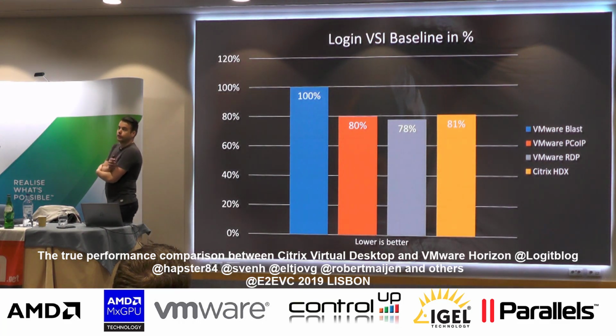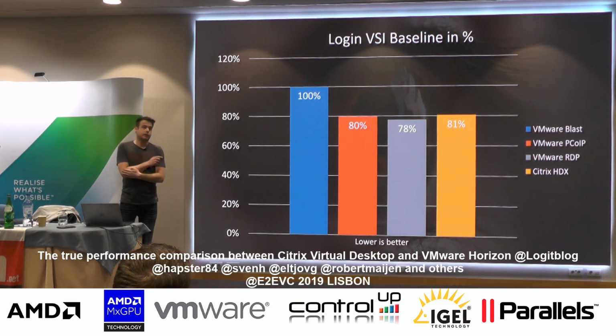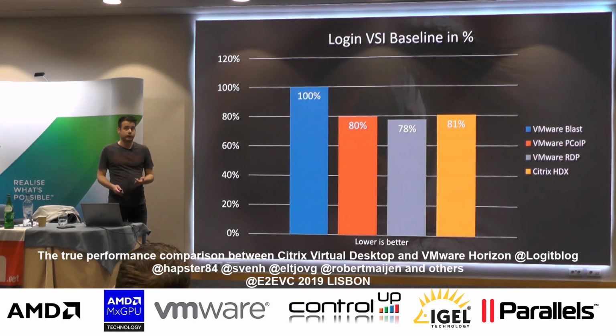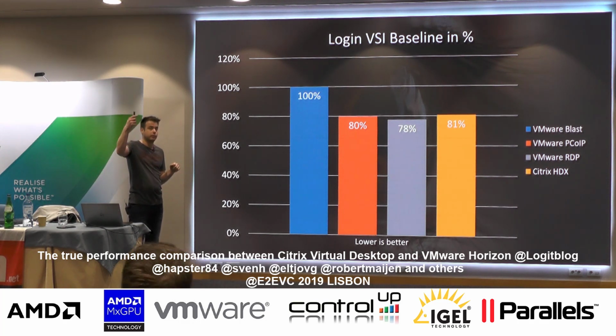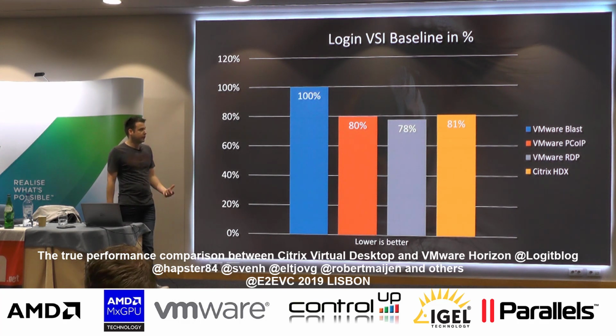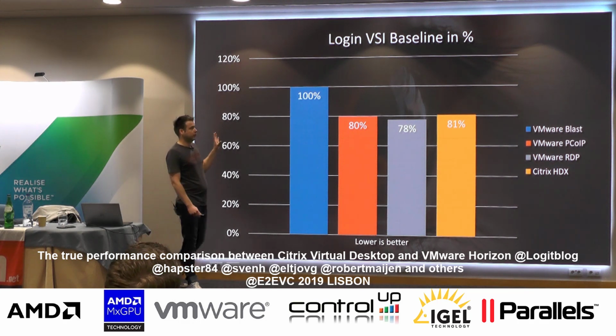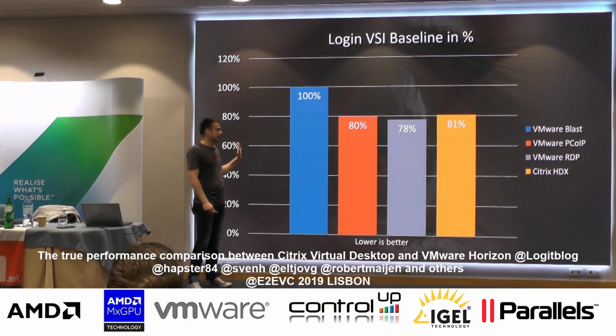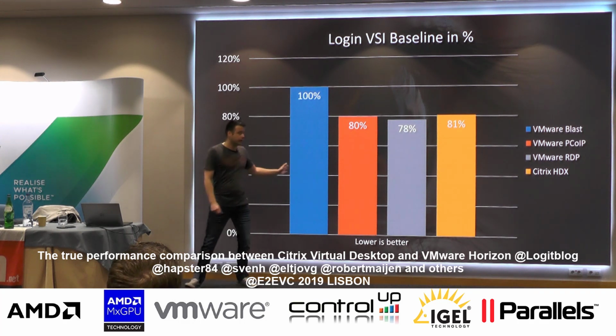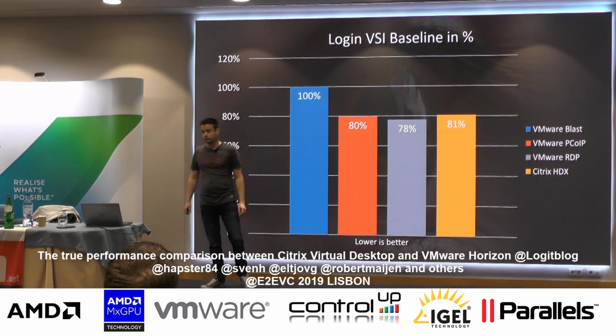So let's first look at the baseline. The baseline is a Login VSI metric which represents the responsiveness within the session. This is also the methodology they use to calculate the maximum capacity. And what you can see here, based on the single user approach, is that the baseline of BLAST is higher compared to the other protocols, which means that the other ones are more snappier.